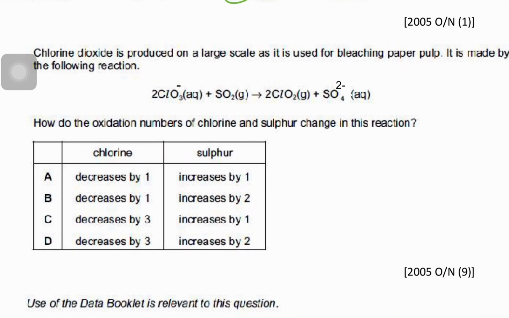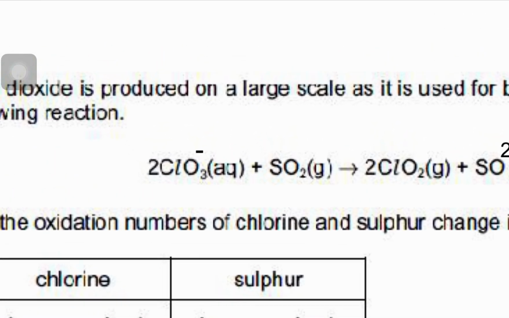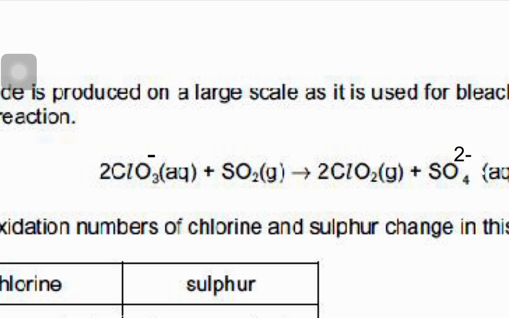Let's look at this question. It is more from redox. Chlorine dioxide is produced on a large scale as it is used for bleaching paper pulp. It is made by the following reaction. How do the oxidation numbers of chlorine and sulfur change in this reaction? So let's look at the individual oxidation numbers. On the left hand side, when you look at chlorine, there are 3 oxygens, which means -6, and a single chlorine. The total number is -1 because there's a charge of -1.